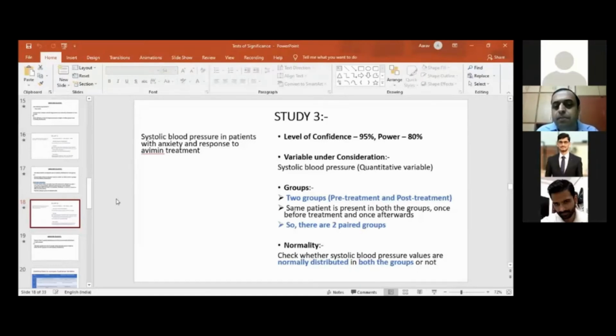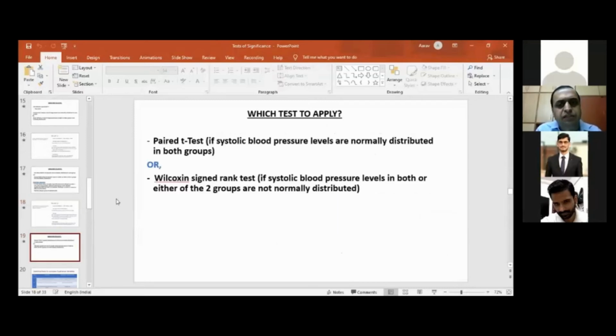So this becomes a paired group. It is not an independent sample. The same patient is monitored for 20 days, and after 20 days, another blood pressure reading is taken. So this is a paired sample. We have discussed independent samples. Now this is a paired sample. Now normality, we have to check in both the groups. And finally, if it is normally distributed, he has to use a paired t-test. And if it is not normally distributed, he has to use the Wilcoxon signed rank test.